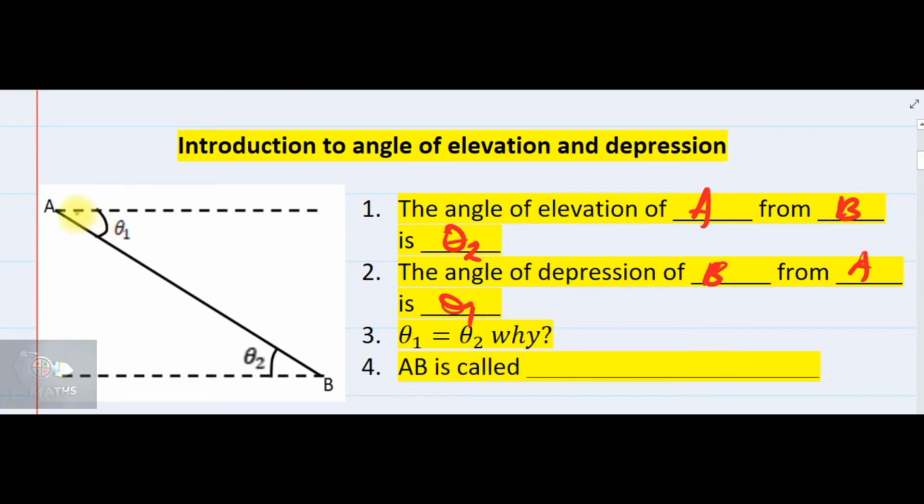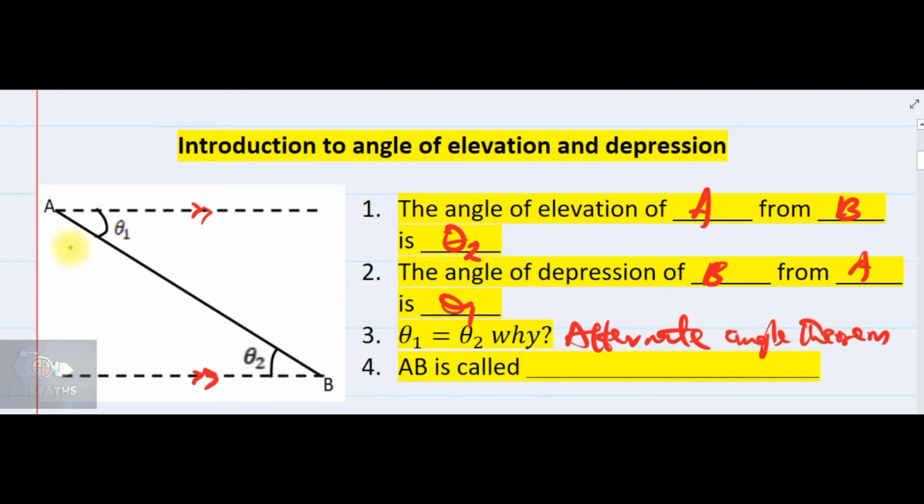Why? As you can see, this is a parallel line, this is also a parallel line, this is parallel to that. So the two are equal. AB is a transversal, so it is the alternate interior angle or alternate angle theorem. That is why the two are equal.